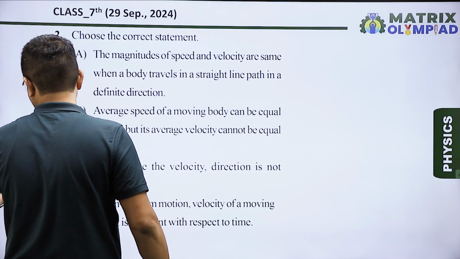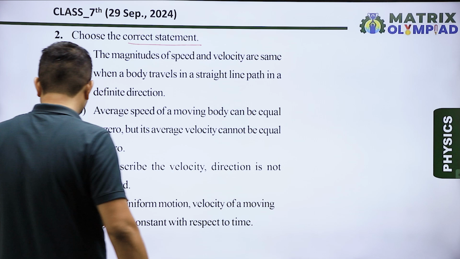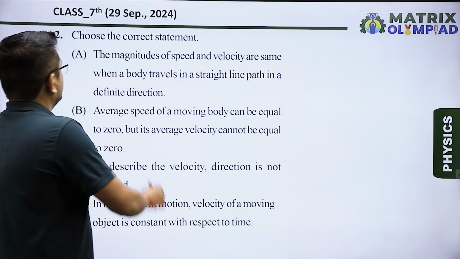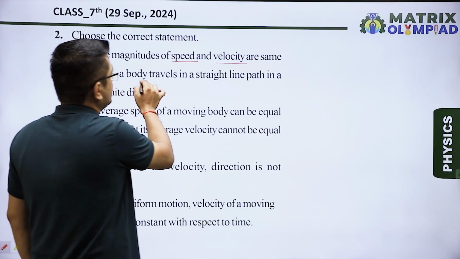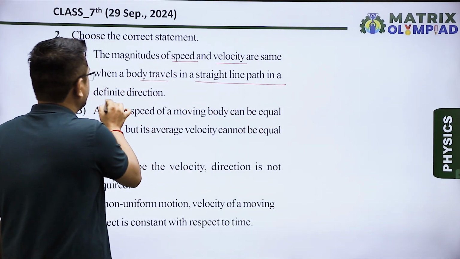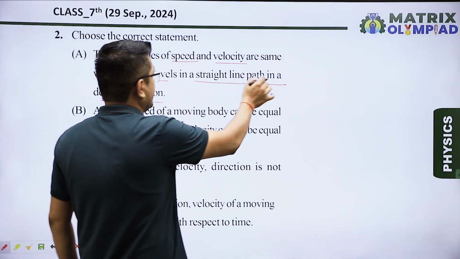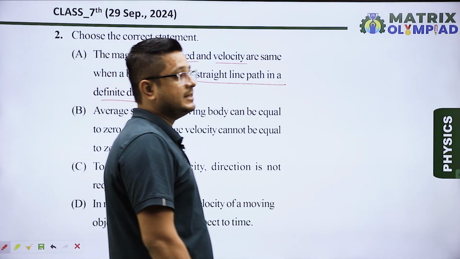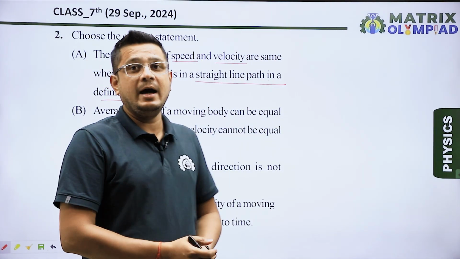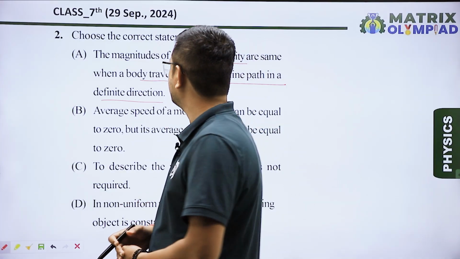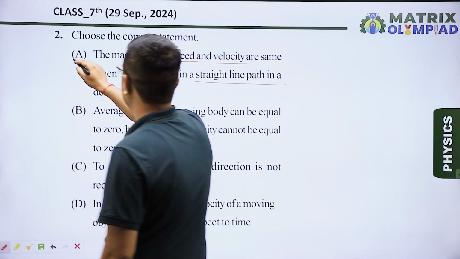Next question, in question number 2, we have to choose the correct statement. The magnitudes of speed and velocity are same when a body travels in a straight line path in a definite direction. Yes, because when a body moves along a straight line path in a definite direction, then distance and displacement become equal. And we know that speed is equal to distance upon time and velocity is equal to displacement upon time. Then in that case, magnitude will be same. So this is a correct option.